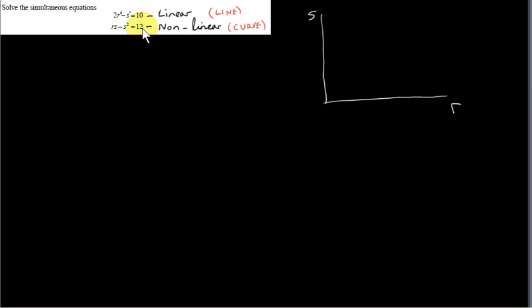Now for drawing the curve, it's a lot more complicated. 2 points aren't enough for a curve. We would have to work out as many points as we can to get a fairly decent looking curve. So our line might look like this, and our curve might do something, whatever it does. And where the two meet will give us the solutions to these simultaneous equations.